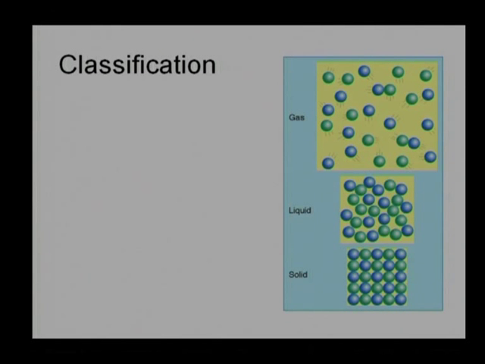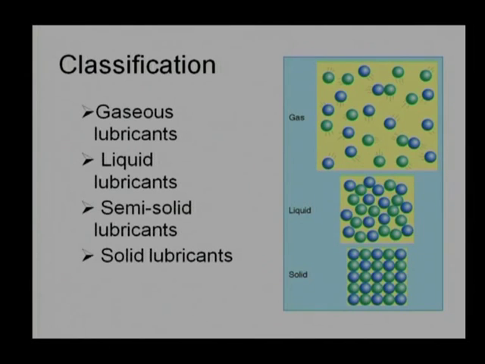So, based on this kind of molecular structure, we can divide lubricants into gaseous lubricants, liquid lubricants and solid lubricants. But in addition to that, we have one more classification, which we call semi-solid lubricants, where they have a state in between liquid and solid. They have flowability, but they show some initial resistance. That's why we say lubricants can be classified as gaseous, liquid, semi-solid and solid lubricants. Every lubricant has its own characteristics. They are preferred in different situations.